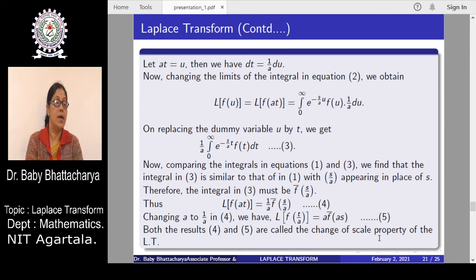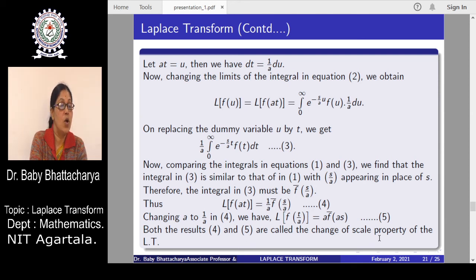Now if we compare the integrals in equations 1 and 3, we obtain that the integral in 3 is similar to that in relation 1 with the replacement that s by a is appearing in place of s. That means the integral in 3 must be of the form f bar s by a. That is, we are writing the Laplace transformation of the function f of at is equal to 1 by a f bar s by a. Say this is the relation number 4.